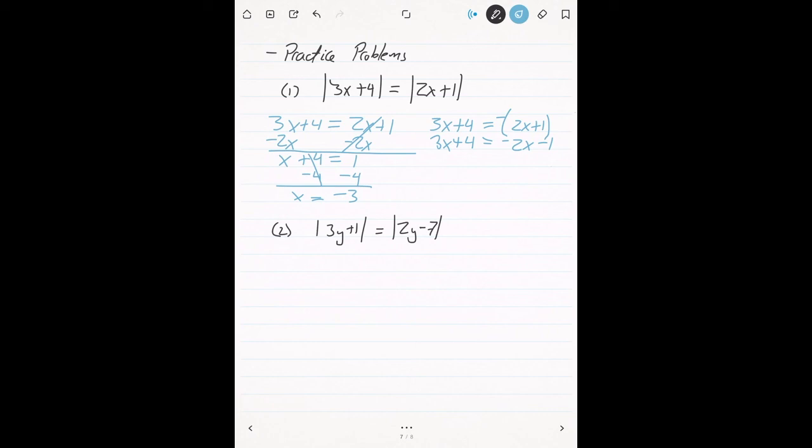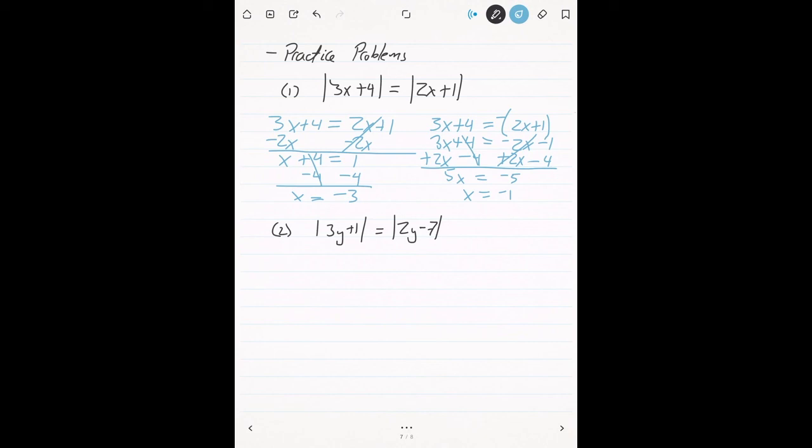So now I can add 2x to both sides. And you know what? While I'm at it, I'm going to subtract 4 from both sides. So I get 5x is equal to negative 5. And if I divide both sides by 5, I get x is equal to negative 1.